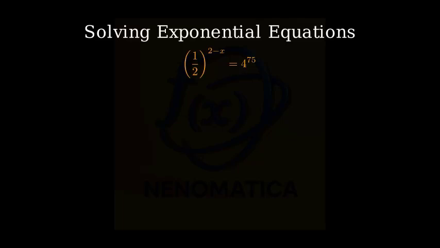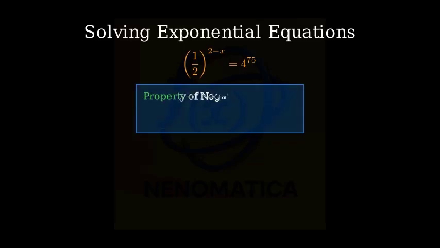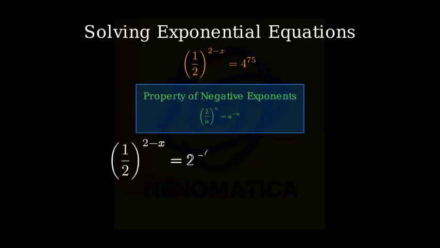Let's solve the following exponential equation. The left-hand side has a fraction with 1/2 raised to the power of 2 minus x, and the right-hand side is 4 to the power of negative 75. Let's start by rewriting the left side of the equation. We can rewrite this fraction as 2 to the power of x minus 2.